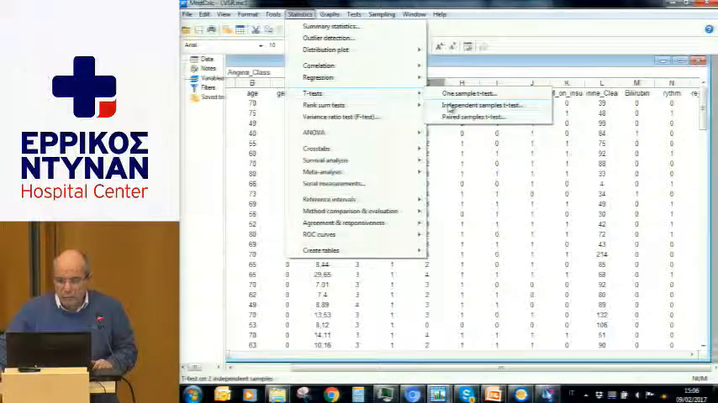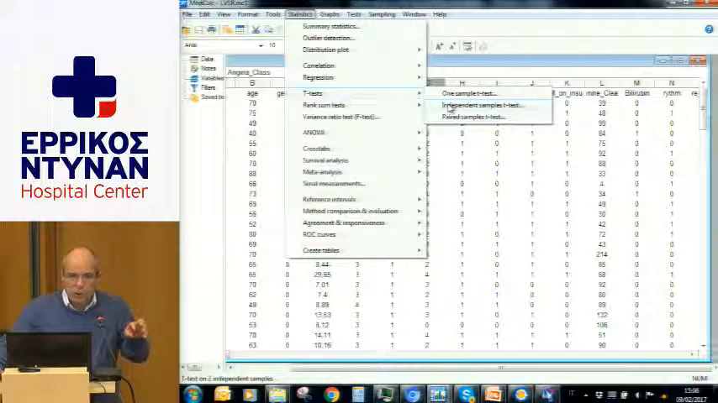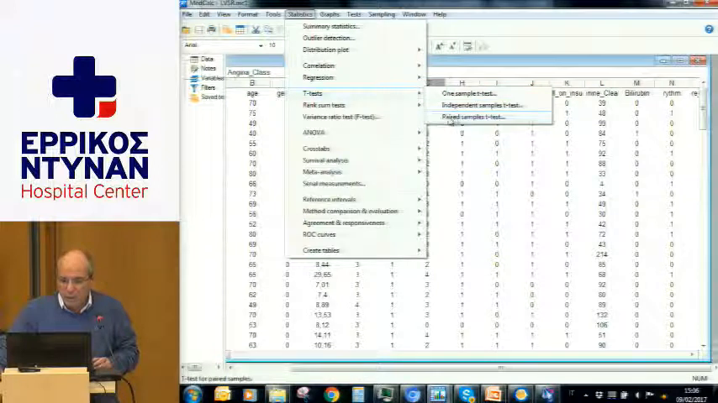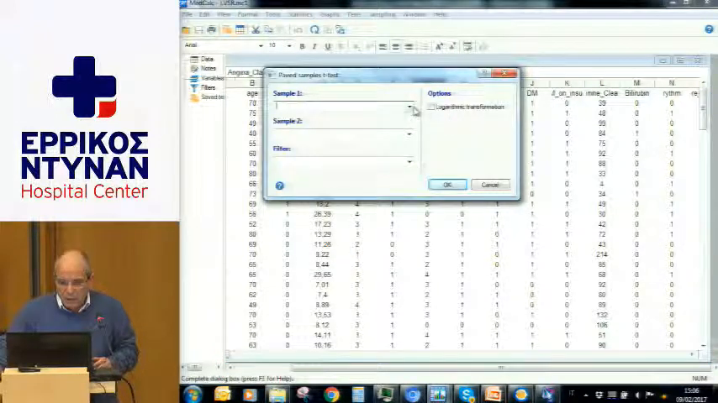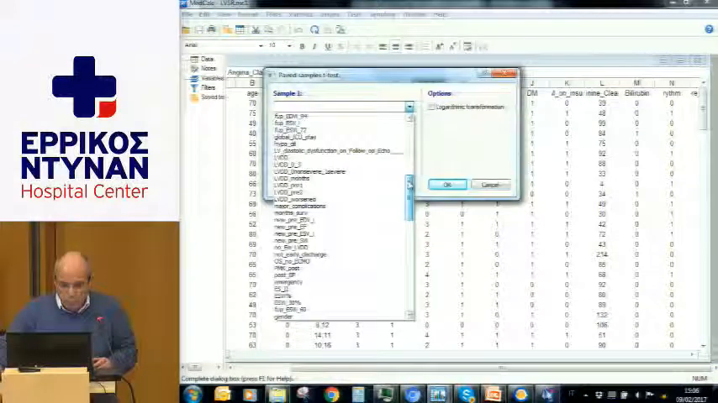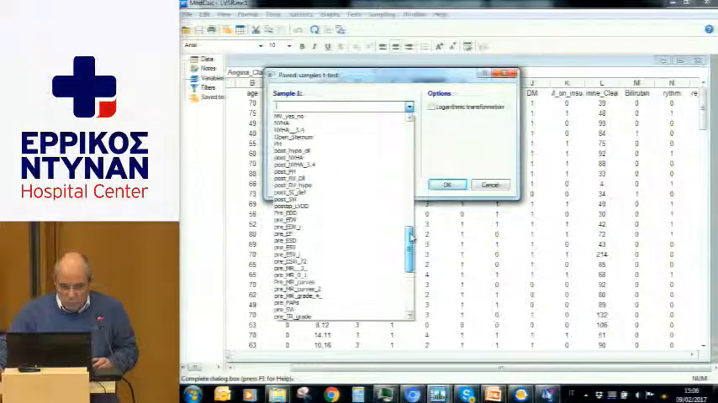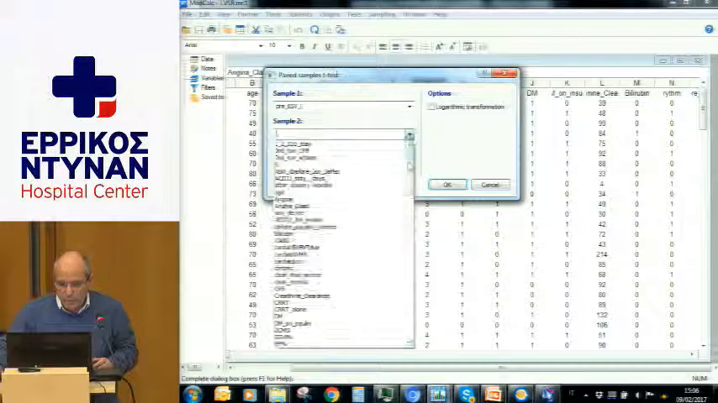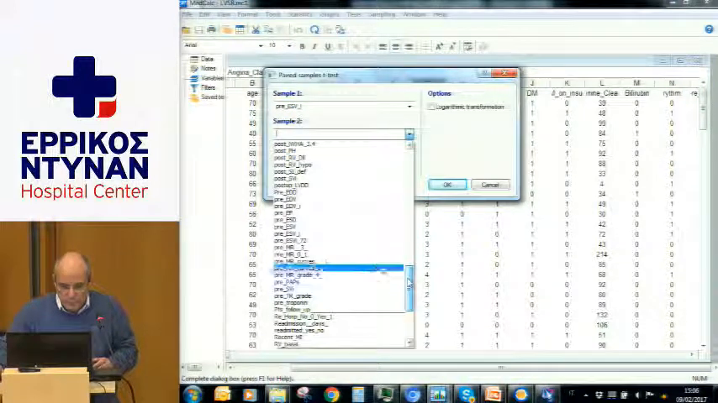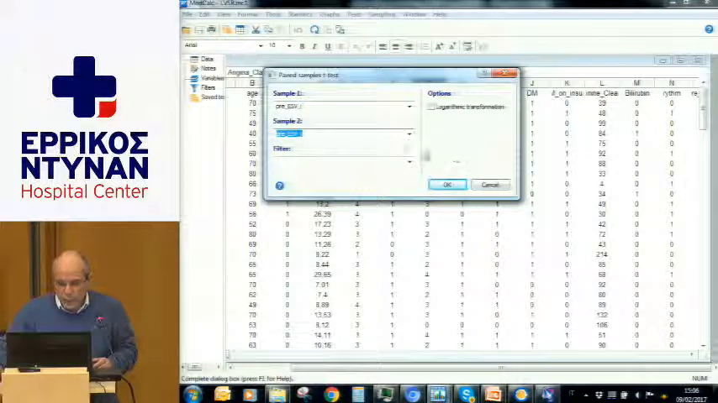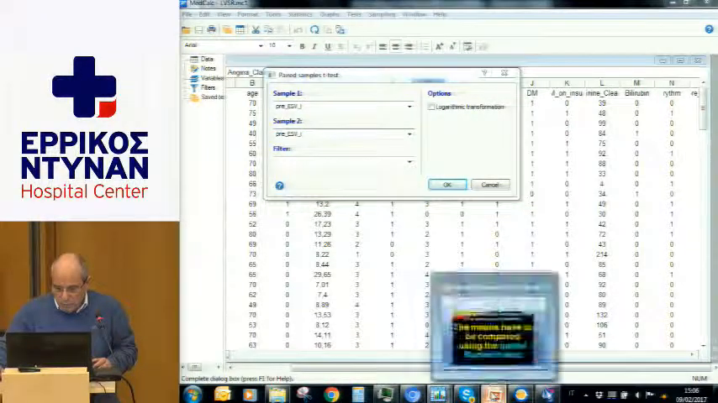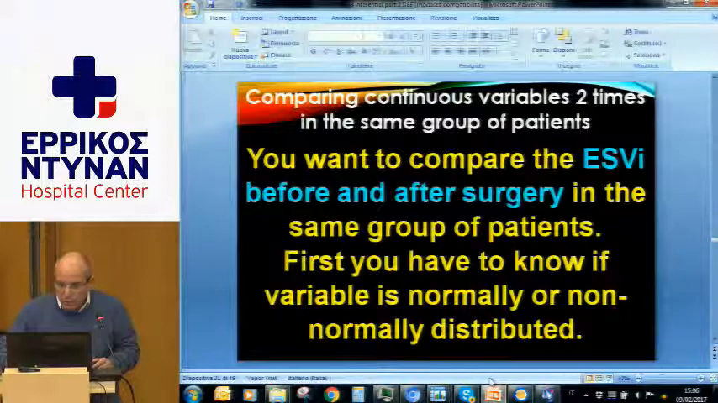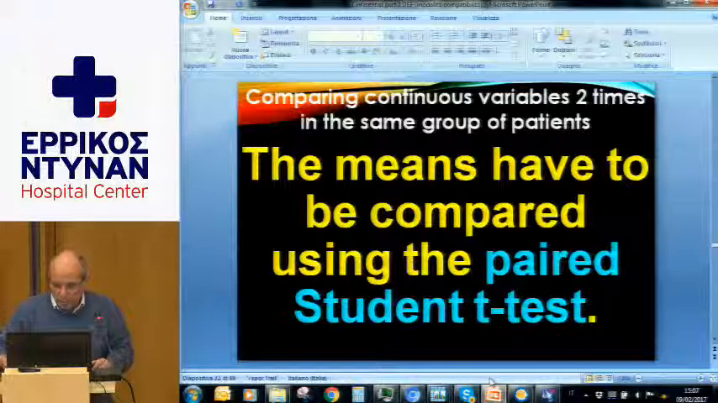Before we had the independent sample, because we were using 2 different groups of patients. If you have the same group of patients, repeating the same evaluation in the same patient, it is the paired sample t-test. And here you need to put, I am looking for it, sorry, okay, this is the 1, 2, and here you are putting the filter. What was in the patient before and after surgery in the same group of patients.